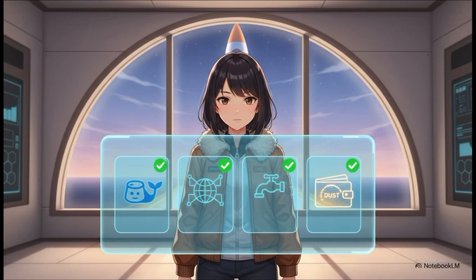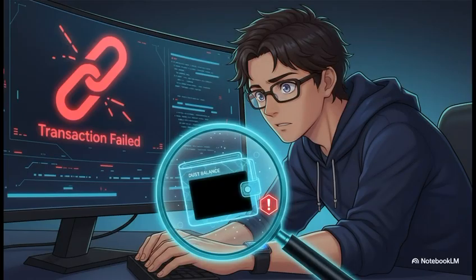Look, if you take away only one thing from this whole explainer, let it be this. If your transactions are failing and you have no idea why, the most likely culprit is an empty dust balance in your wallet. Always, always check your dust first.